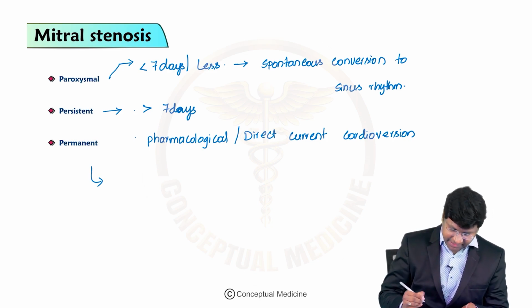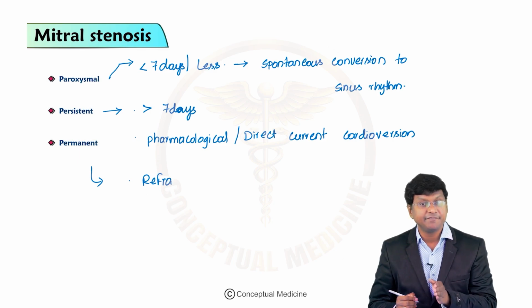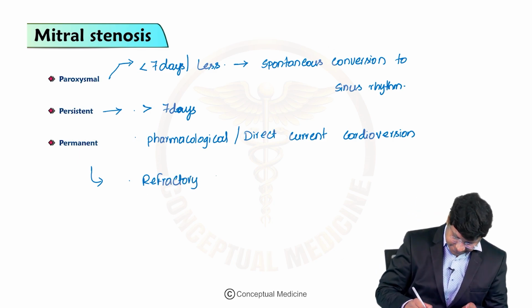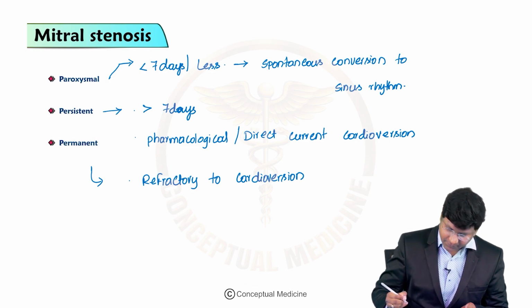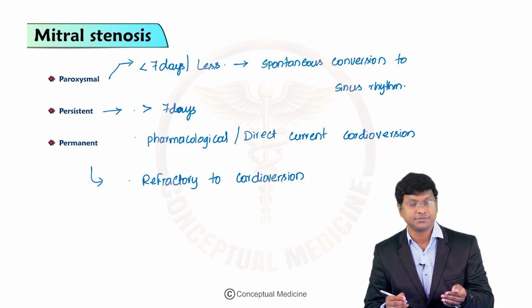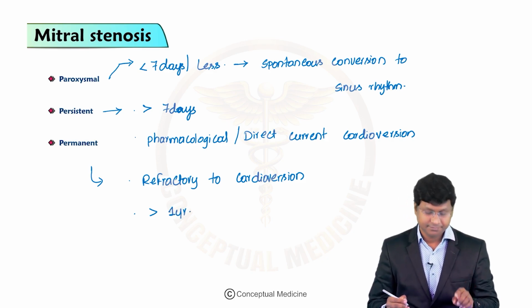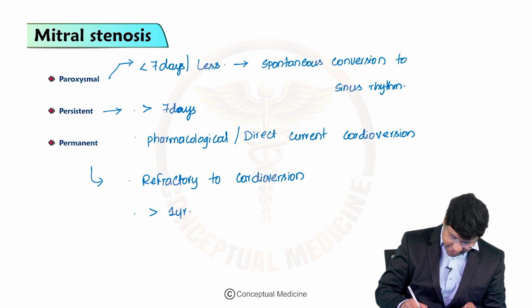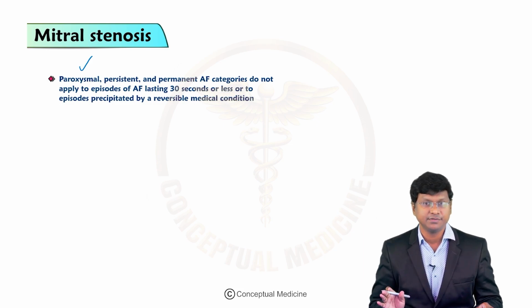Then permanent atrial fibrillation. Permanent atrial fibrillation is refractory to cardioversion, or has persisted for longer than 1 year. That is what is called permanent atrial fibrillation.